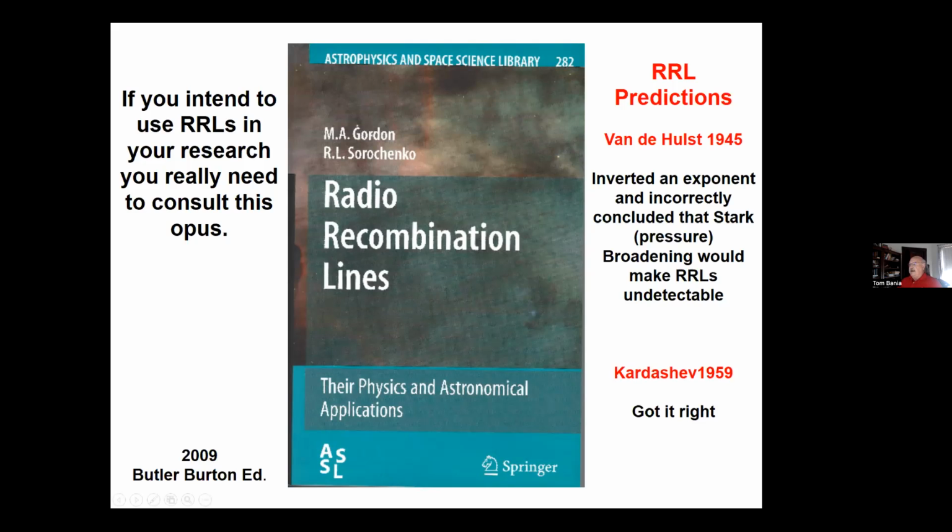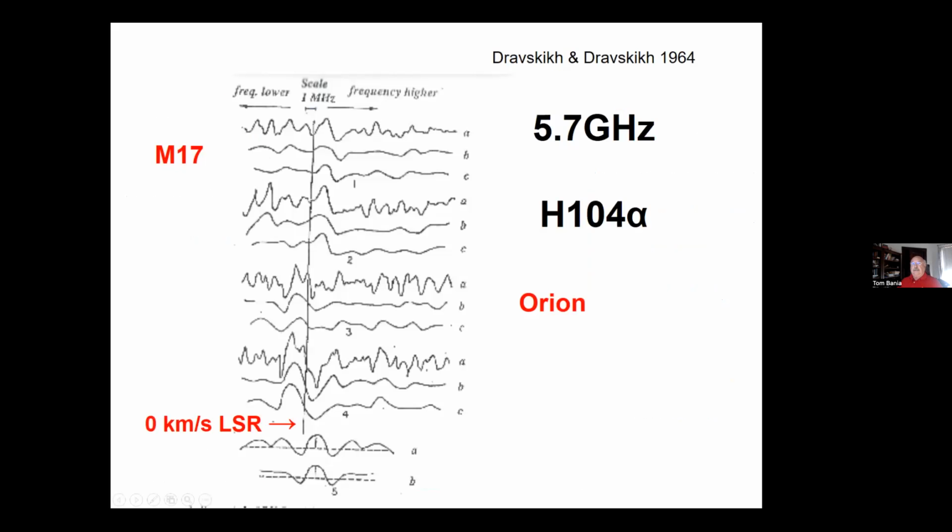Kardashev got it right. And so there was an international race to try to detect recombination lines. And here's one of the first published spectra of recombination lines in 1964. This was a hard experiment.